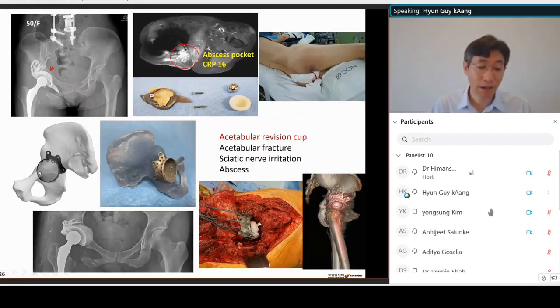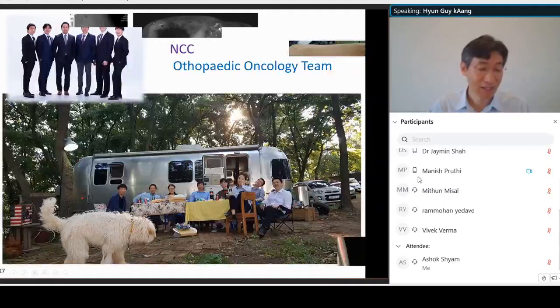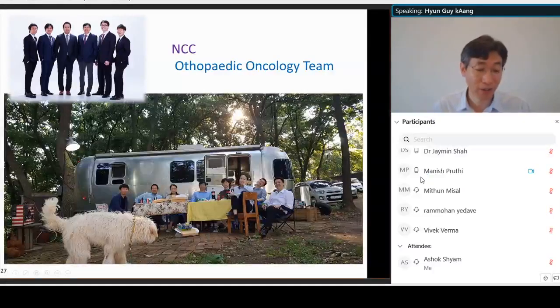This is a stable reinforcement ring. It did not fit the patient and made worse the abscess, irritation, and eventually a bad result. The 3D acetabular reinforcement cage was the good solution. Yes, our orthopedic oncology team is like a family.